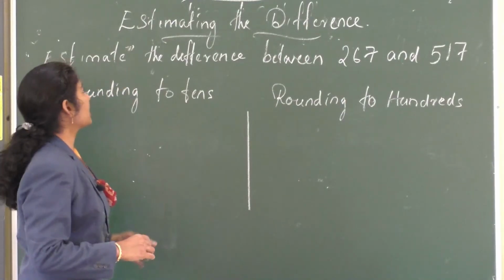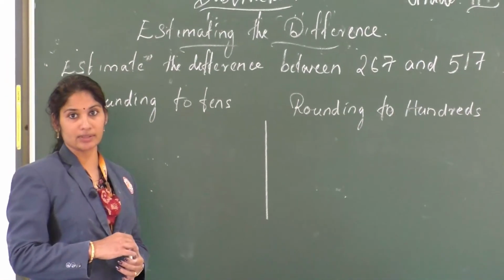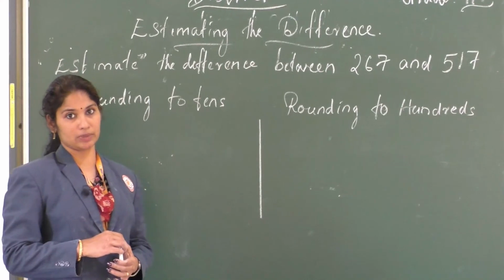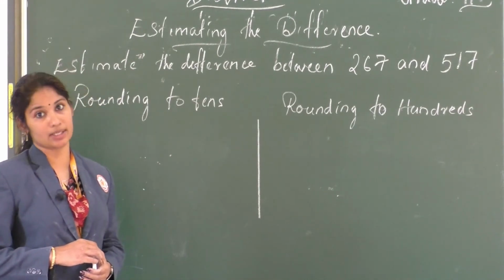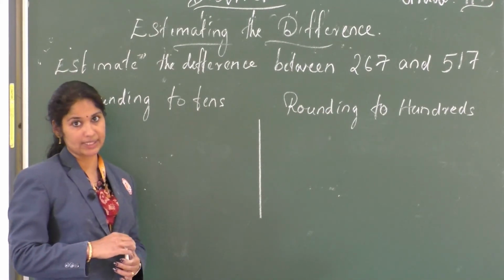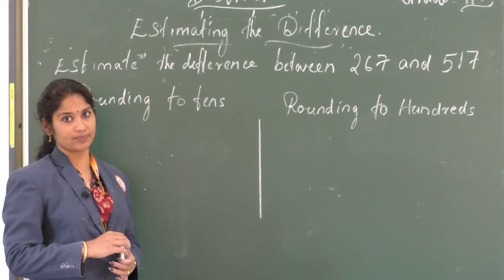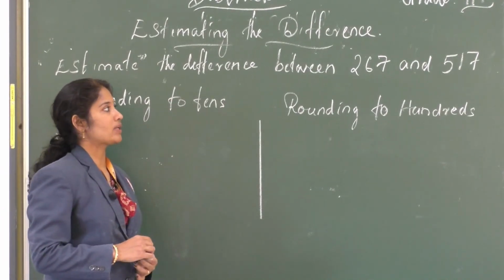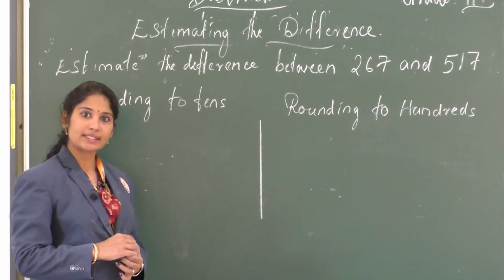Children, our next topic is estimating the difference. To estimate the difference, we have to round off the numbers. You already learned last chapter how to round off the number to nearest tens and nearest hundreds. Let's see an example. 267 and 570.